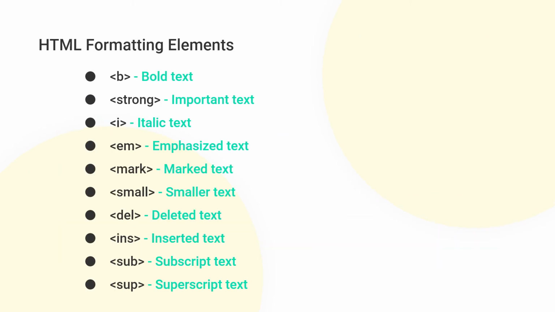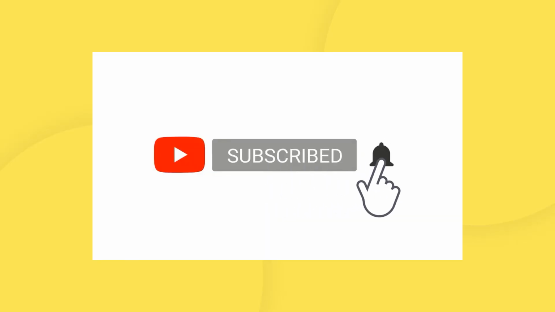HTML formatting elements: b for bold text, strong for important text, i for italic text, em for emphasized text, mark for marked text, small for smaller text, del for deleted text, ins for inserted text, sub for subscript, sup for superscript text.